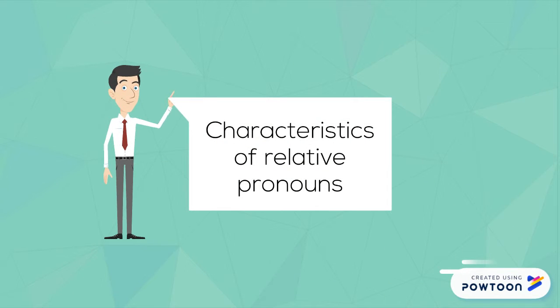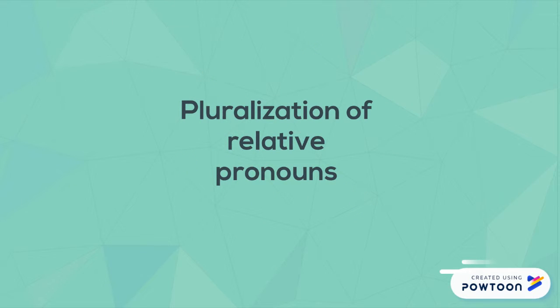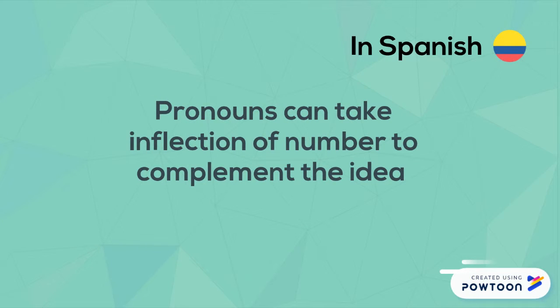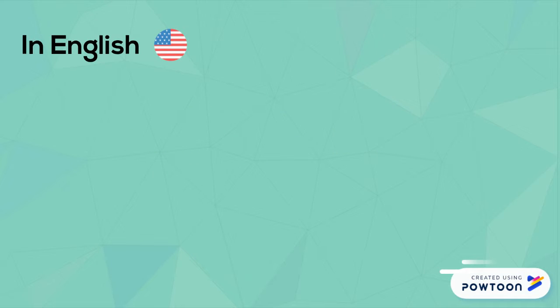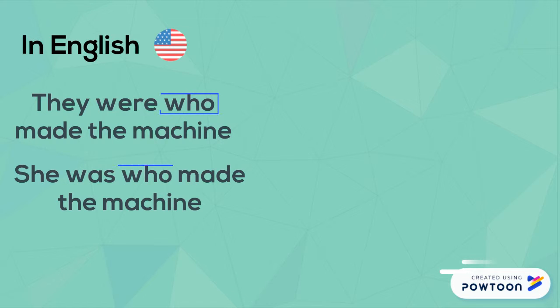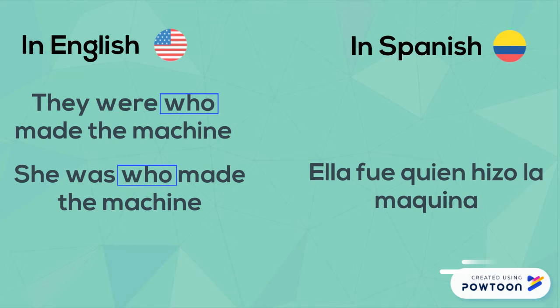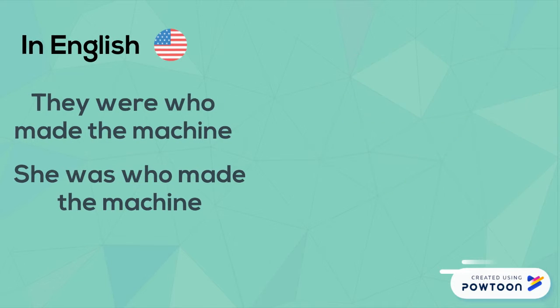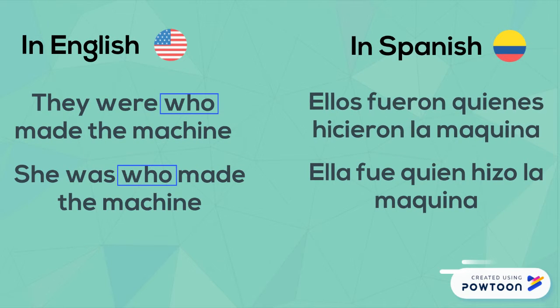Now, it is time to analyze some characteristics these relative pronouns may have. First of all, let's analyze the pluralization of relative pronouns. First, in Spanish, pronouns contain the inflection of number to complement the idea. In English, we will have 2 sentences connected by the same relative pronoun. In Spanish, the thing is very different. If you notice, the translation of these 2 sentences shows that in the first sentence we have the inflection of the relative pronoun in the plural form, which are the letters es. The relative pronoun conserves the same root, but these 2 letters are not added because it is a singular person.